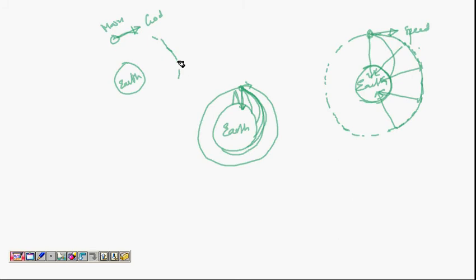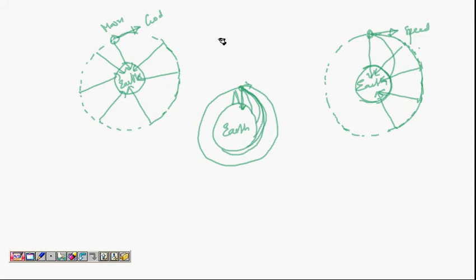So the moon is continuously falling towards the Earth. Every day it is falling towards the Earth, but the moment it tries to fall, Earth also curves. So it is continuously falling towards the Earth and going in this circle. So it is the gravitational force on the moon which is making it go in a circle. You can see this gravitational force is towards the center. So when something goes in a circle, there must be a force towards the center of the circle.